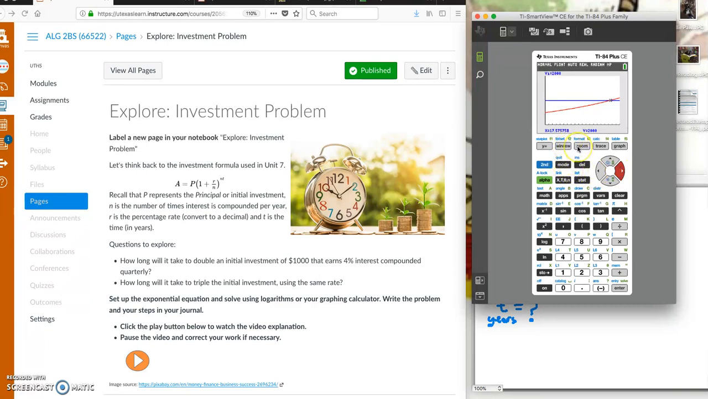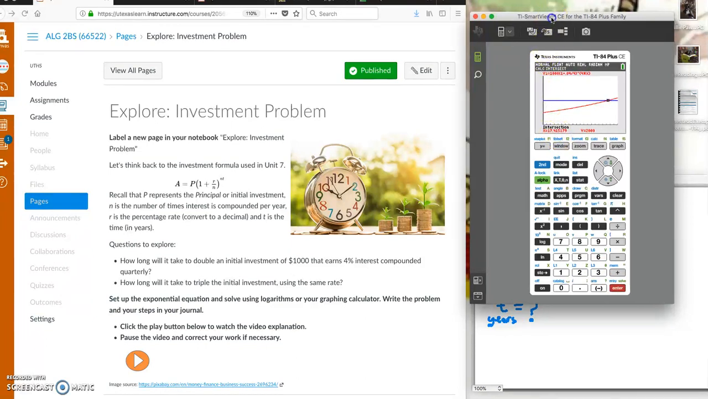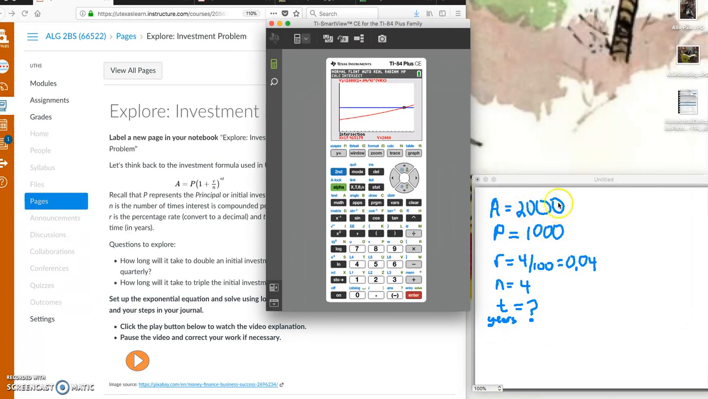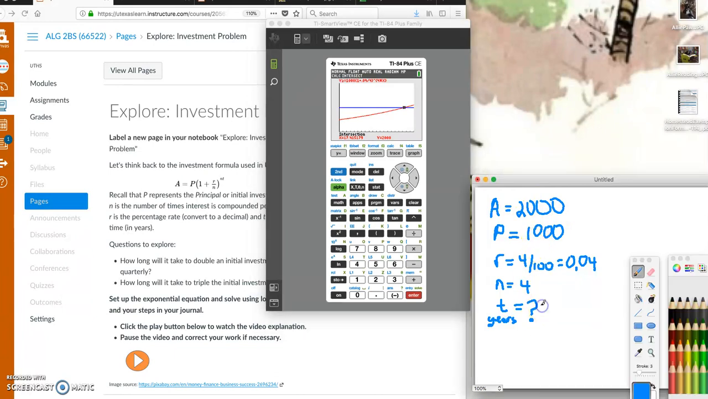If we want to know with a little bit more accuracy, you can zoom in on this point, or you can hit second calc and then choose 5 for intersect. Hit enter, and we get the exact value, 17.4. So we will achieve a balance of $2,000, doubling our initial investment, in 17.4 years.